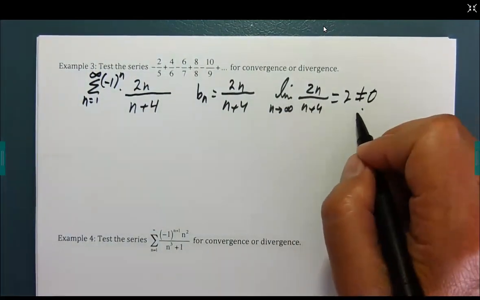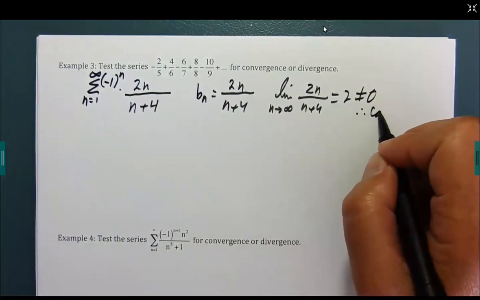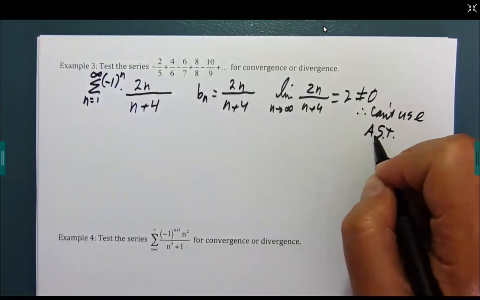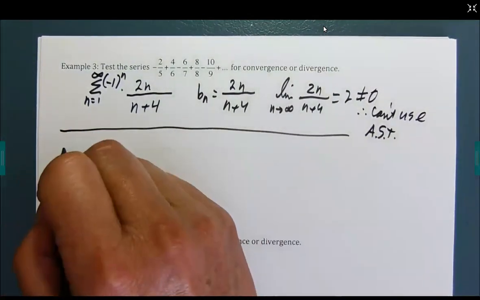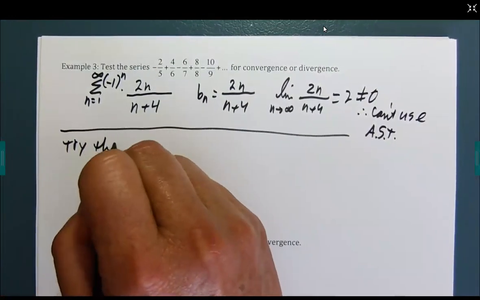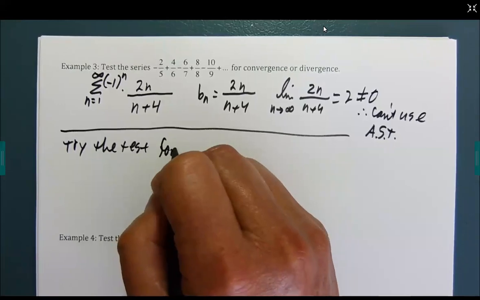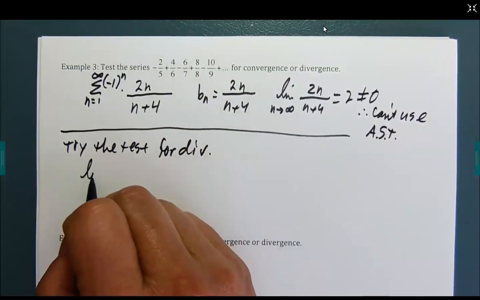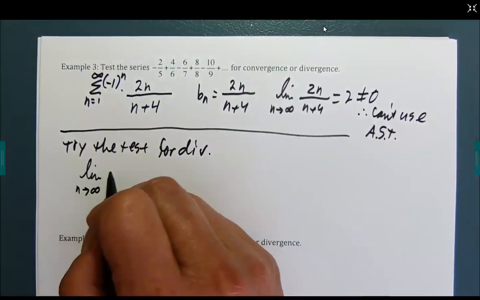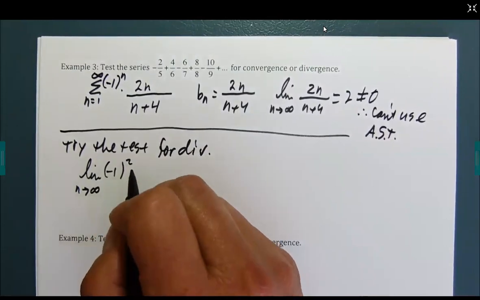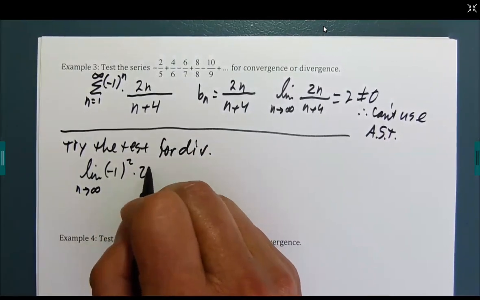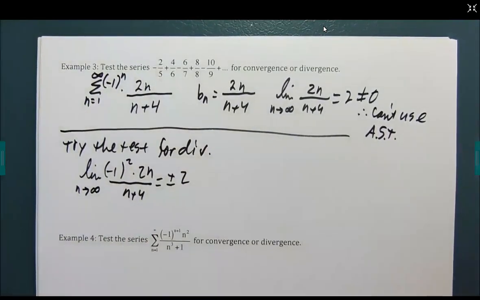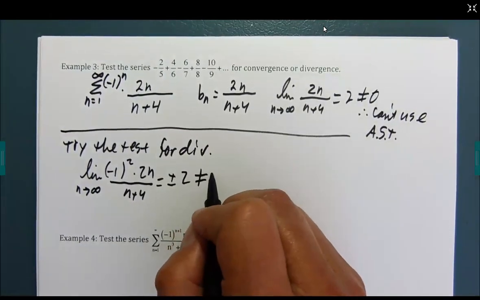So again, all we can conclude from this is that we can't use the alternating series test. Once again, try the test for divergence. That's the whole limit. And just like we did with the previous one, we could split it up into 2 separate pieces. I'm not going to, but we can. Times 2n over n plus 4. And that gives us plus or minus 2. The point being, it's not 0.